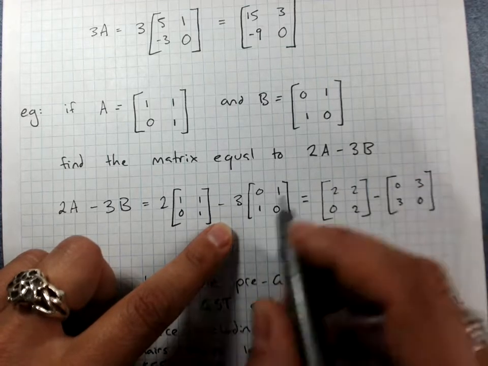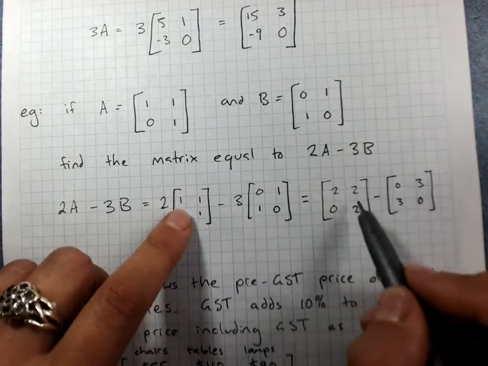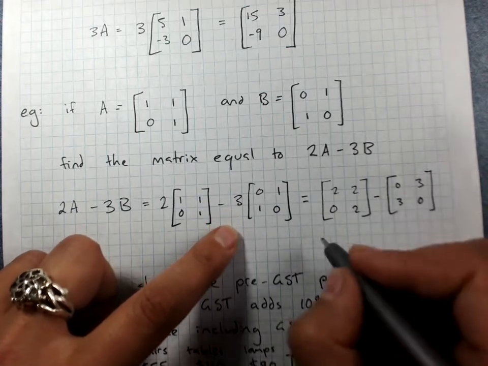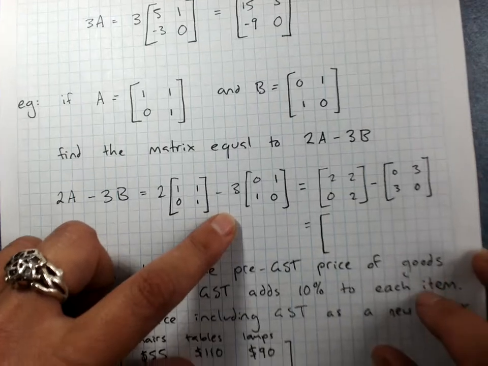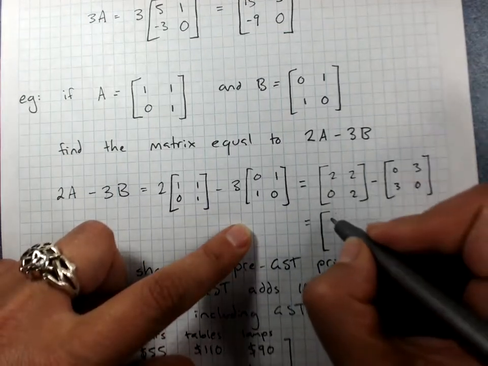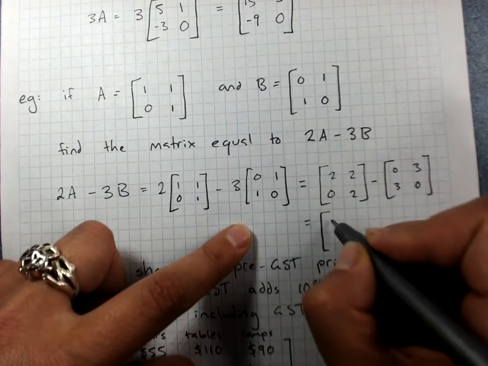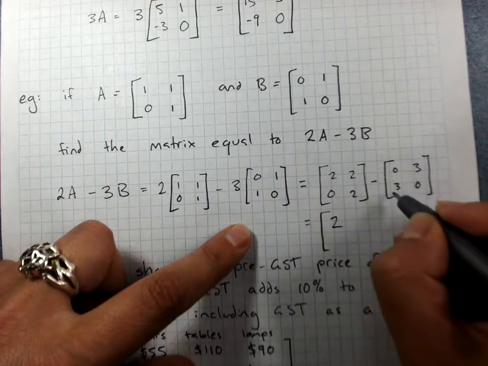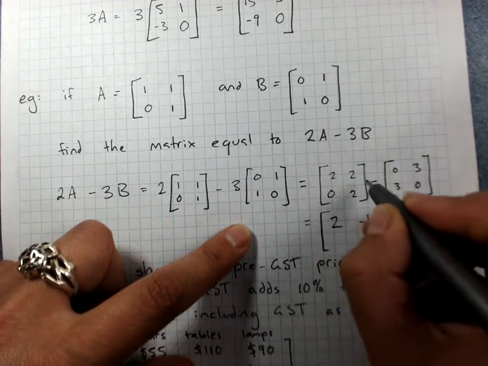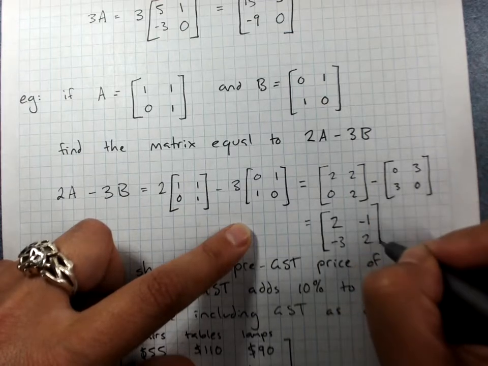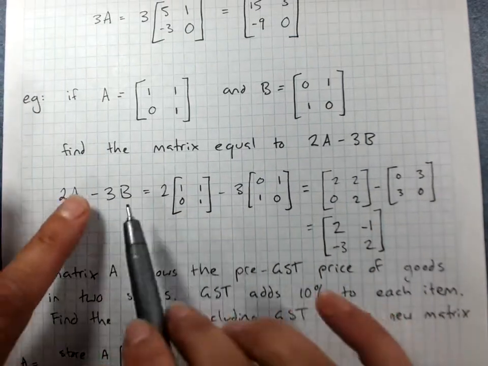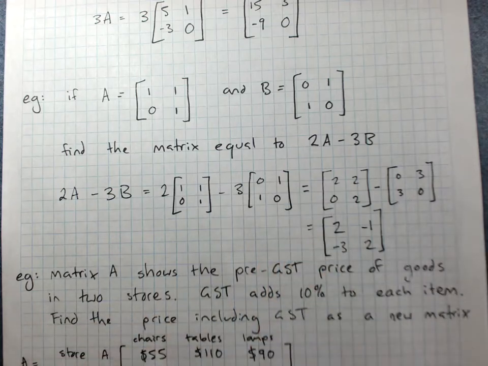I hope we see how we got those. I'm just multiplying everything here by 2, everything here by 3, and then subtract. And we learned how to add and subtract matrices last lesson. 2 minus 0 is 2. 2 minus 3, negative 1. 0 take away 3, negative 3. 2 take away 0, 2. So you can see when I needed more space, I moved down underneath an equal sign.